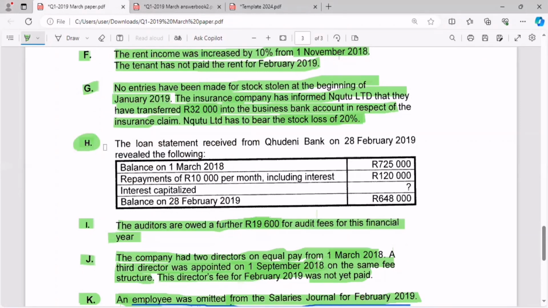So this is the loan balance. So this is the loan statement. So this is the loan balance at the beginning of the year. Repayment of 10,000 per month, including interest. So for 12 months, the total is 120,000. So we are not given the interest capitalized. So we're going to figure this out. Interest capitalized, we're going to calculate it. And then we are told that the balance at the end of Feb 2019 is 648. So guys, I will use that account to explain this. So I will show you the T account, the ledger account.